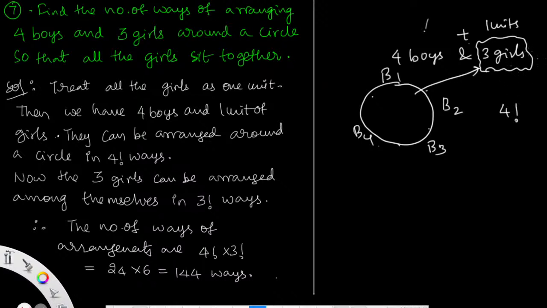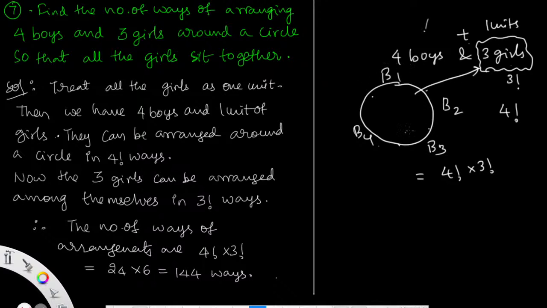Then the 3 girls can be arranged among themselves in 3 factorial ways. Therefore, 4 factorial into 3 factorial is the total number of arrangements in the circular mode. So always treat the girls sitting together as a bundle. In total we have 4 boys and 1 unit of girls, so total things are 5.